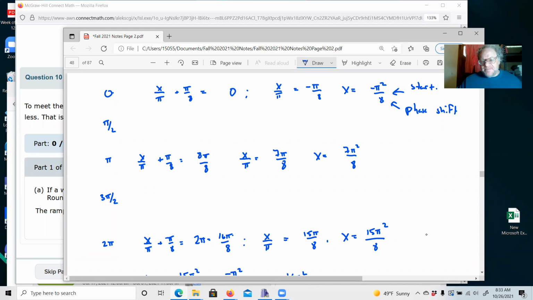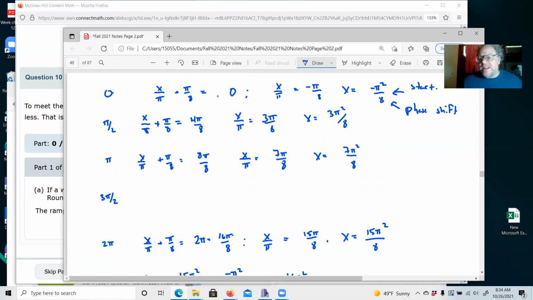Okay, now you might be able to find a pattern here and kind of fill these in, but you might not. That's okay. So we have x over pi. This is like the worst problem I could come up with. So x over pi plus pi over 8 is equal to, we're going to say, 4 pi over 8. Okay, we're going to subtract. So we have x over pi is equal to 3 pi over 8. So x equals 3 pi squared over 8.